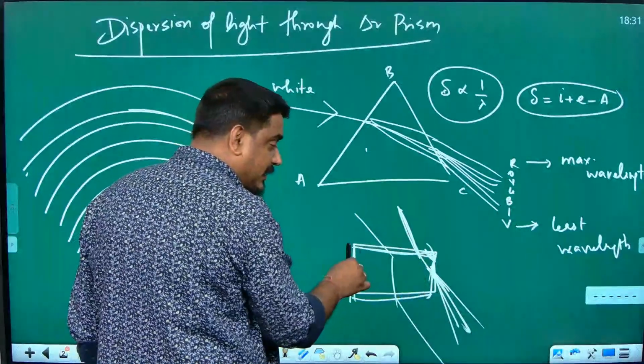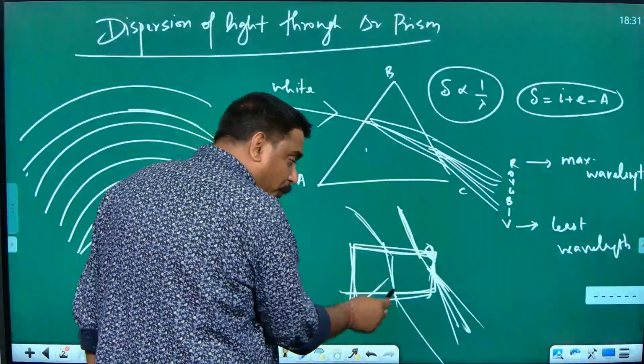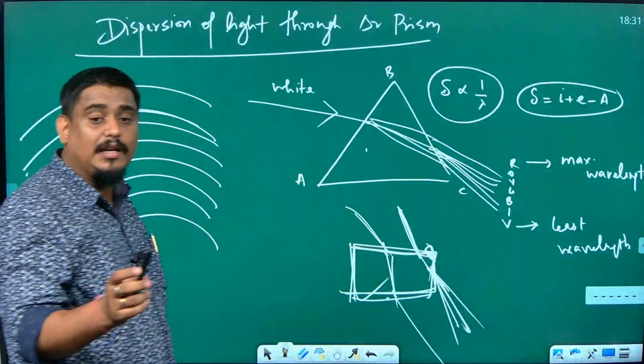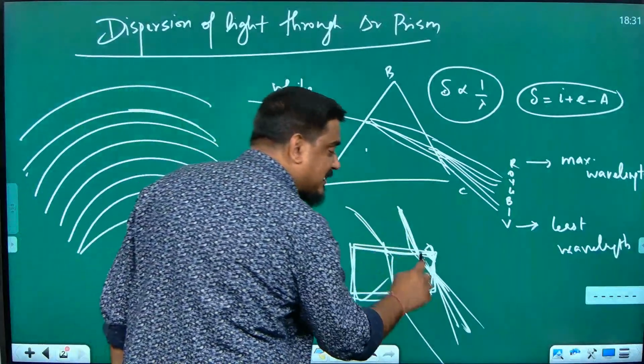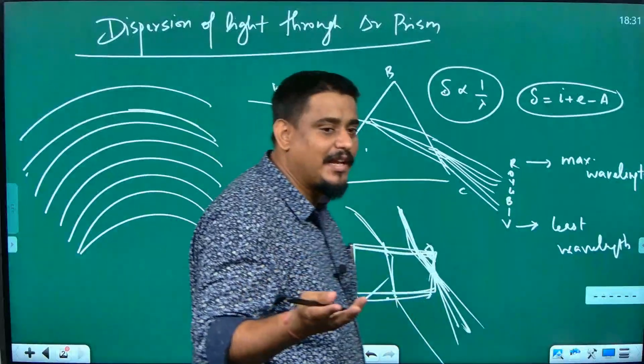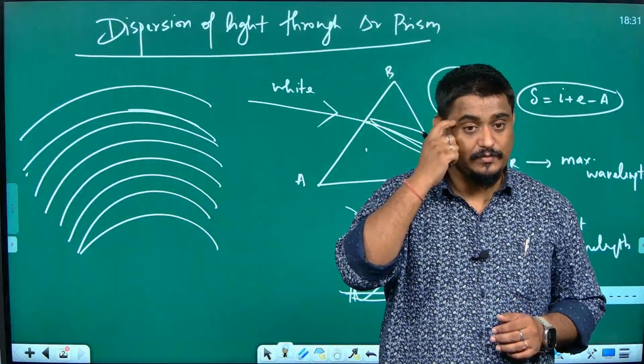But if you are hitting a rectangular prism, it has 2 possibilities. If it comes out from the opposite side, it will displace the light, not disperse the light. But if it comes from the adjacent face, it will disperse the light and it will not displace the light. Are you getting my point?